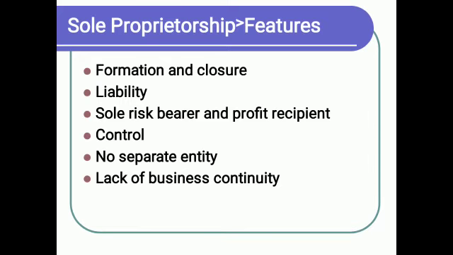The third characteristic is sole risk bearer and profit recipient. The risk of failure of business is borne all alone by sole proprietor. However, if the business is successful, the proprietor enjoys all the benefits. He receives all the business profit, which become a direct reward for his risk bearing.